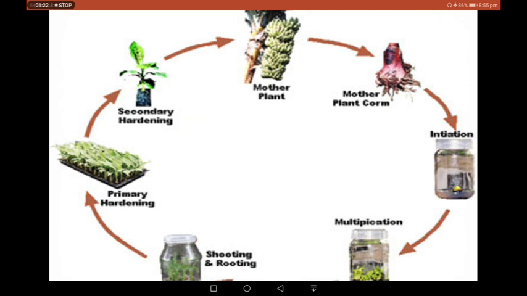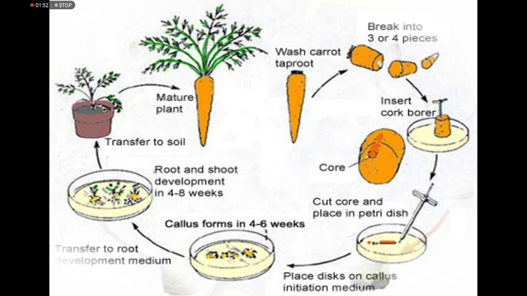This primary hardening is mainly done in polyhouses, or in polythene polyhouse gardens like this. Then we move to secondary hardening. In secondary hardening, these plantlets are moved into small fields for acclimatization of these plantlets to the external environment. This can be discussed in the next image. Here there is a mature plant. The first one is a carrot plant. Wash the carrot plant thoroughly. Then break it into 3 or 4 pieces.